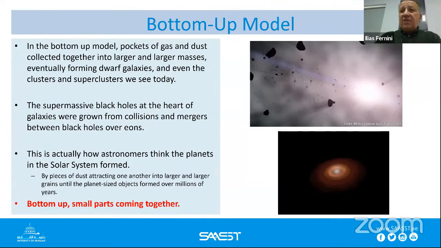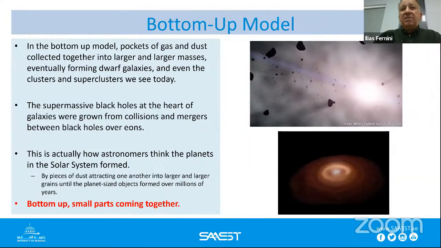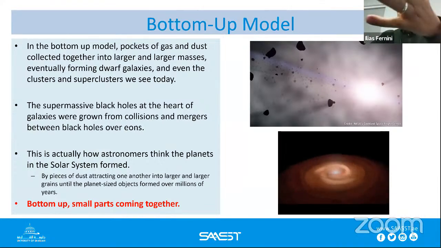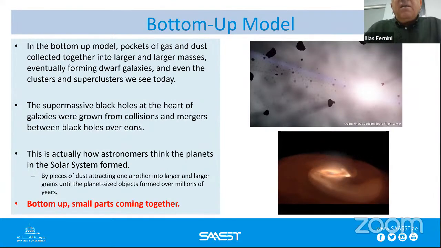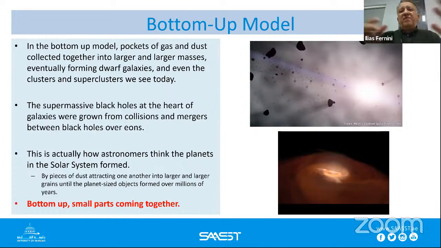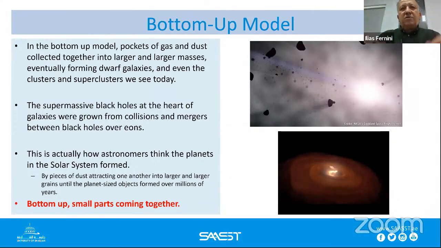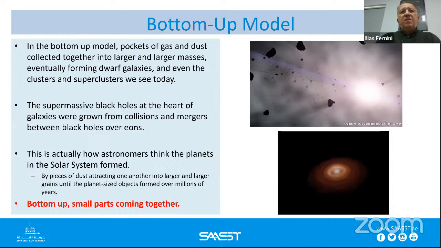The bottom up, the other model, is different. So what we have here is small pockets of gas collecting together into larger and larger masses. It does resemble a solar system formation and supermassive black holes. And so they're going to form dwarf galaxies and even the clusters and superclusters we see too. When I say a cluster of galaxies, if I talk about the local group, we have about 53, 54 galaxies forming what we call our own local group. And these clusters are going to get together with other clusters to form what we call the superclusters.